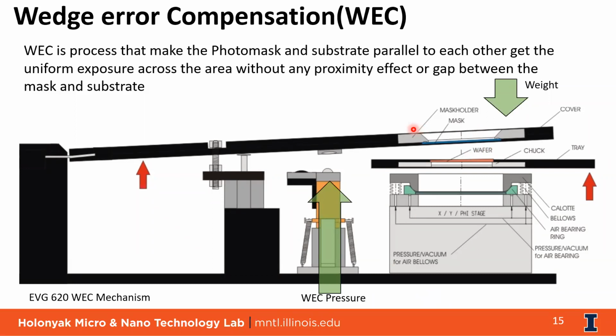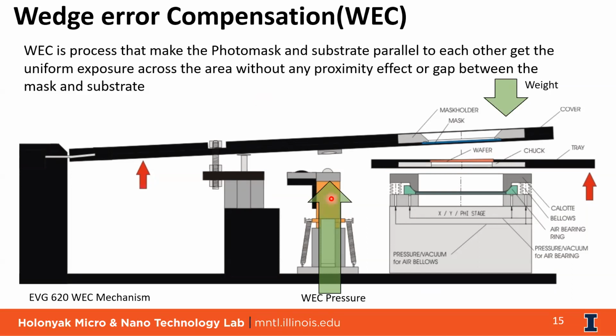This is a cross-sectional image of the EVG620 WEC mechanism, where you'll be loading your mask on top with the mask holder, and your wafer will be loaded here. Once you load your mask and substrate, the system automatically performs wedge error compensation, where you can control your WEC pressure. Basically, you can give how much pressure you want between your wafer and the mask during this process.